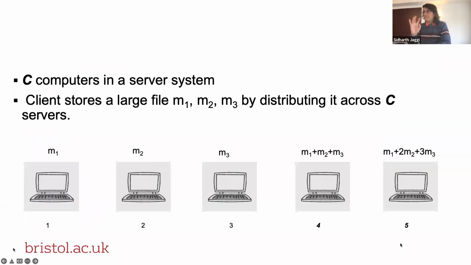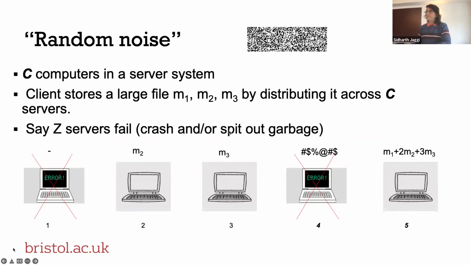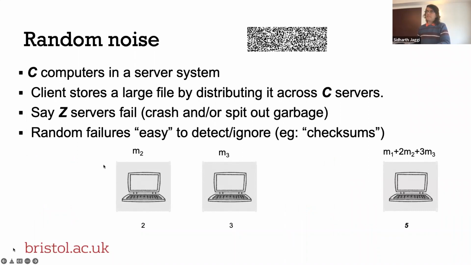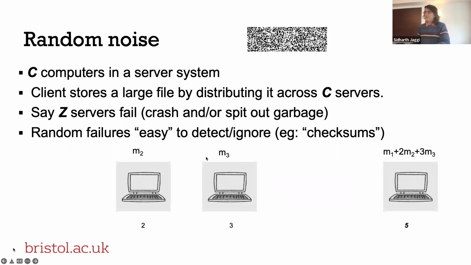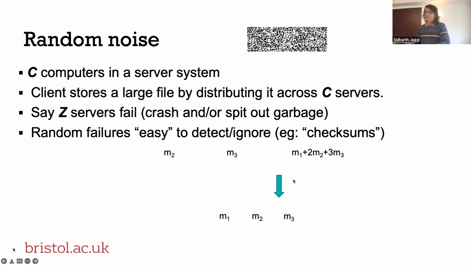Okay, so anyway, you've split up the file into 5 pieces. You've added some redundancy, stored it on these 5 servers, and if there's random noise like an erasure, where a server just vanishes, or it spits out garbage, in both of these cases, if it vanishes, you know it's vanished. If it's spitting out garbage, you can detect that quite easily, you could imagine putting some checksums in it, and therefore you can ignore it. And then once you have what is definitely true, M2, M3, and the sum over here, you can solve a system of equations and retrieve M1 as well.